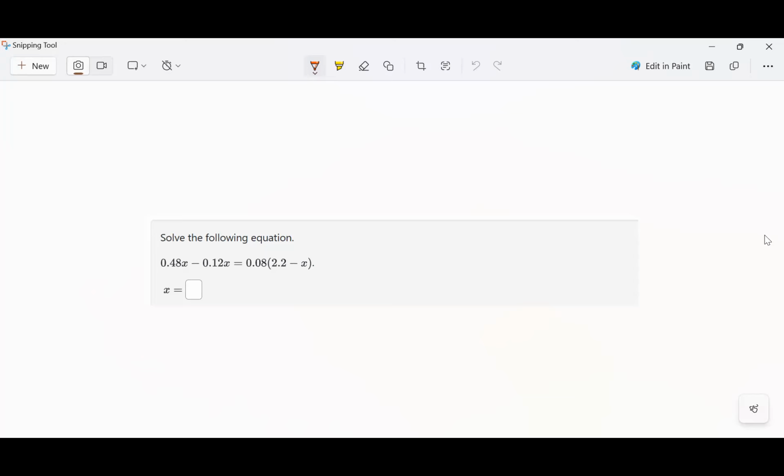All right, let's go over the solution. First of all, on the left-hand side, I'm going to combine those two variable terms. So minus 0.48x plus 0.12x minus 0.36x.